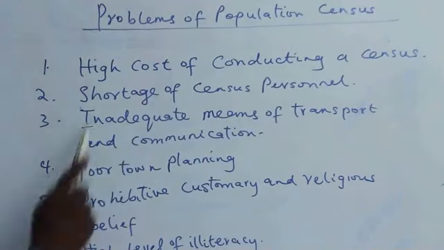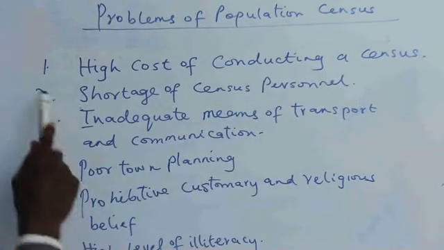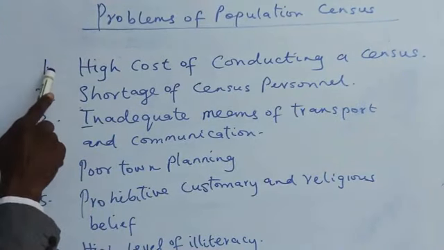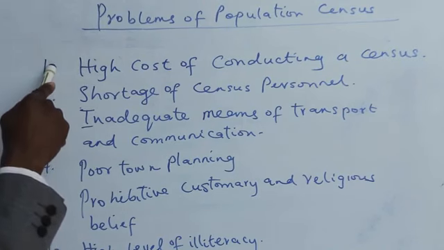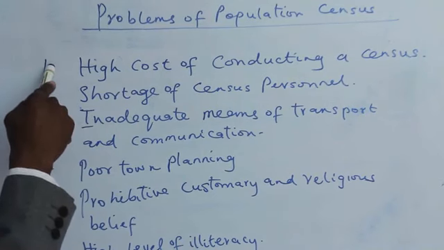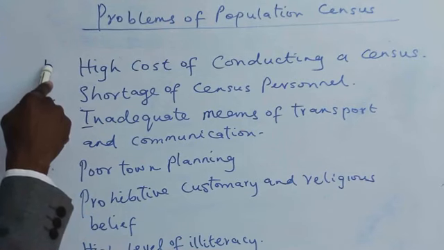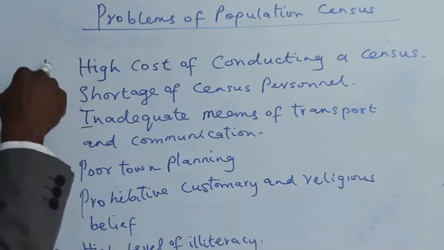Number 1. High cost of conducting a census. How is it a problem? Many developing countries find it difficult to allocate funds into this program every 10 years. In that case, if they cannot do that, they won't be able to have or understand the population of the country. In such a case, it leads to a problem.